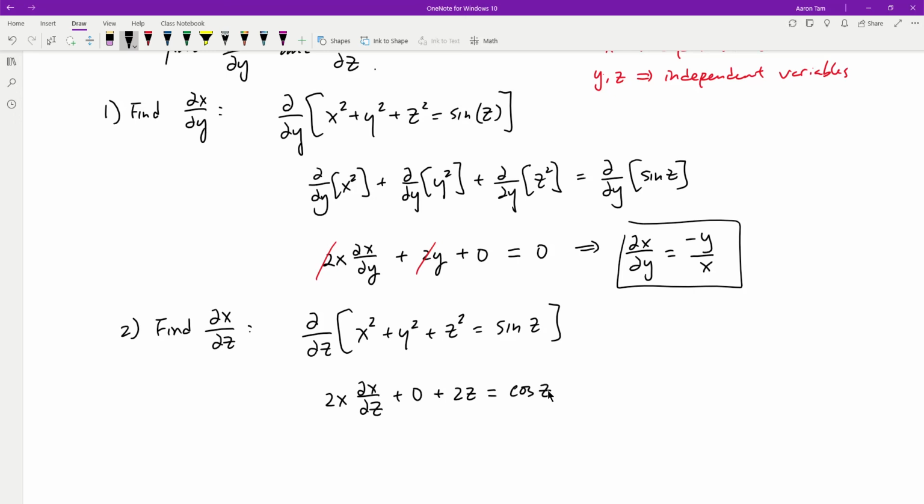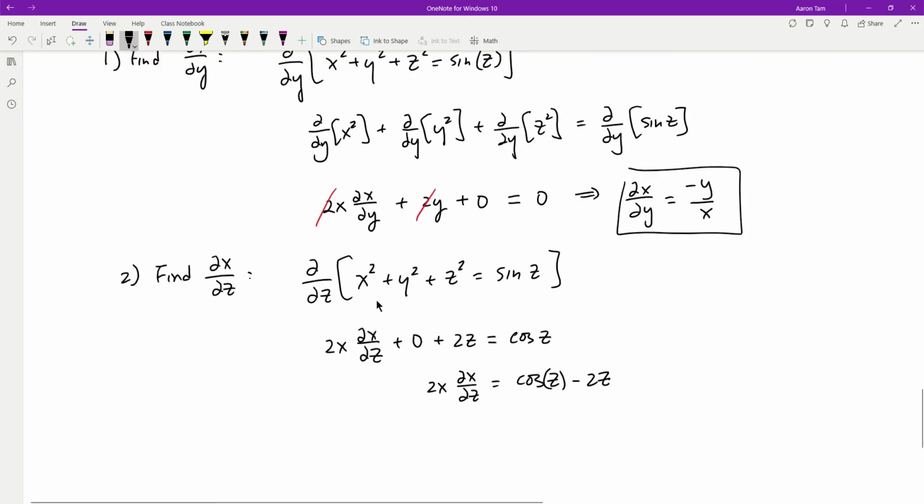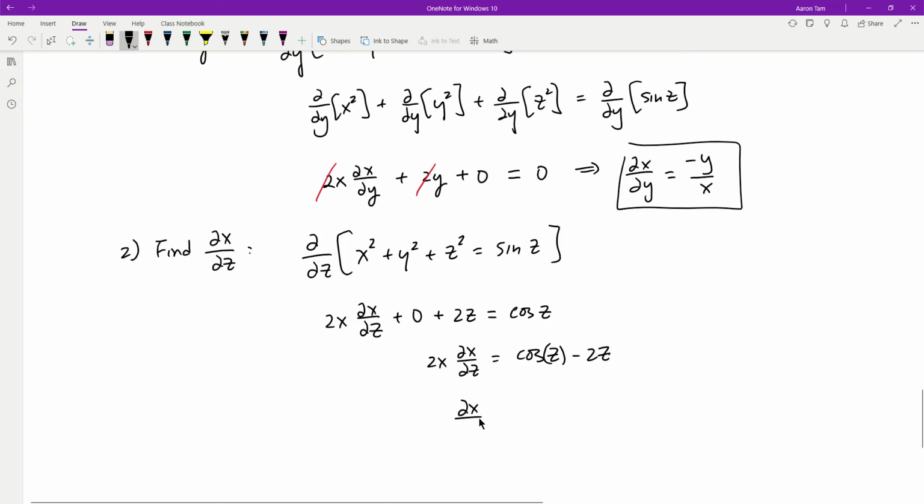So now I'm ready to find the derivative. I'm going to move the 2z over. So 2x dx over dz equals cosine z minus 2z. And then I'm going to divide by 2x. So dx over dz equals cosine z minus 2z over 2x.